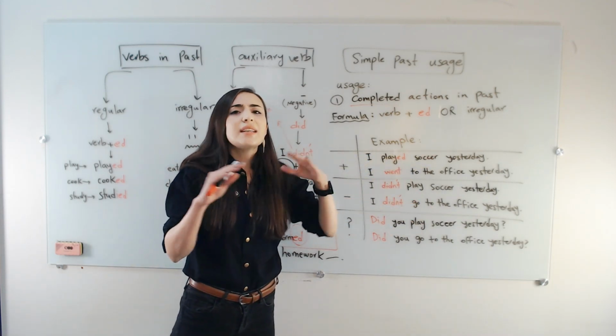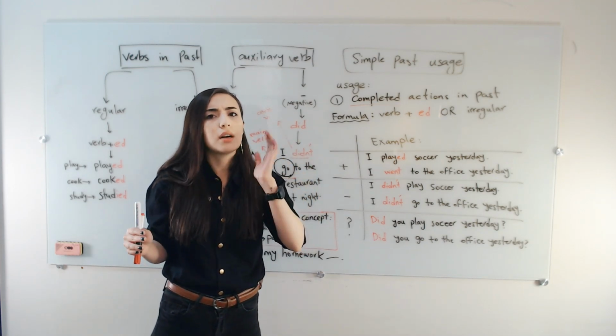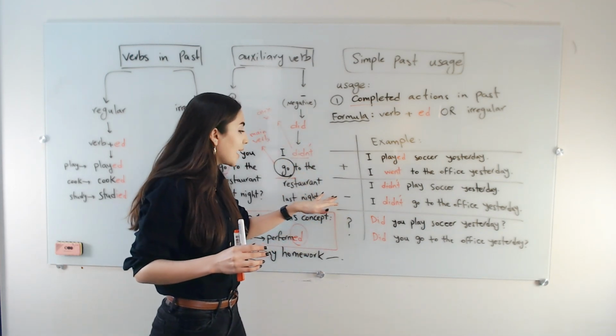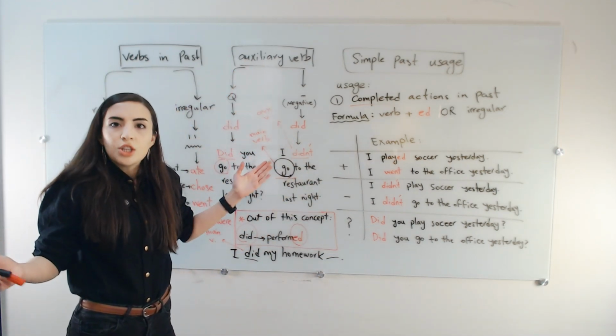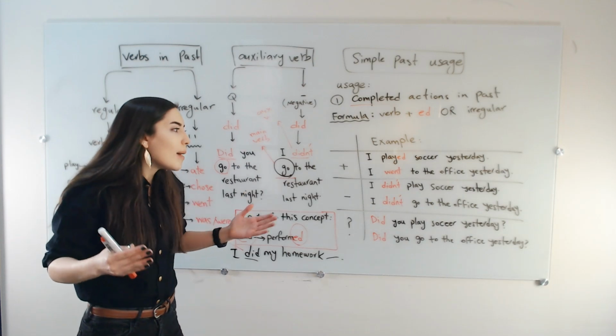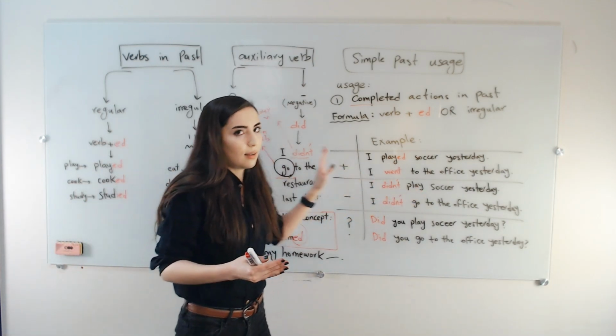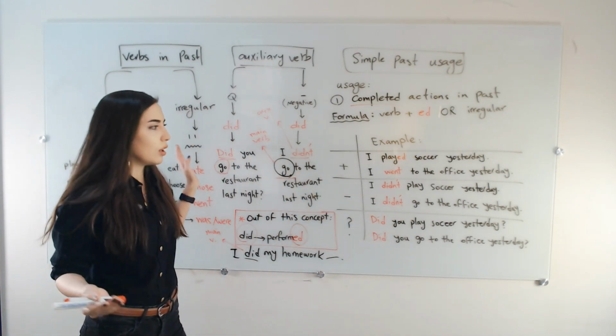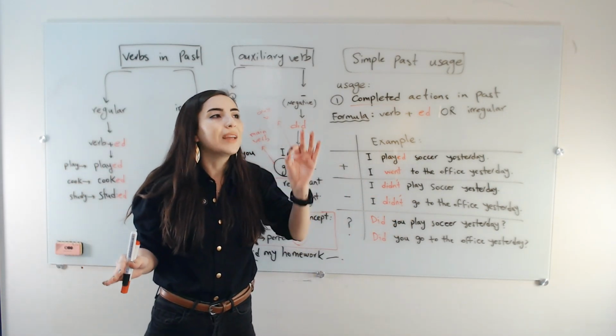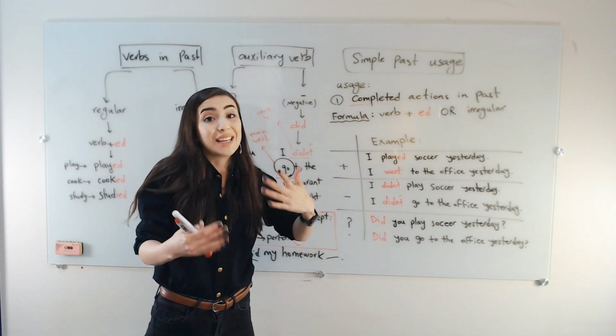You see, it doesn't matter whether the verb is regular or irregular in the negative and in the question, because the auxiliary verb is the same. The auxiliary verb is did, no matter if it's play, a regular verb, or go, a bad boy, an irregular verb. In both of them, we use did not to show that it's a negative sentence.